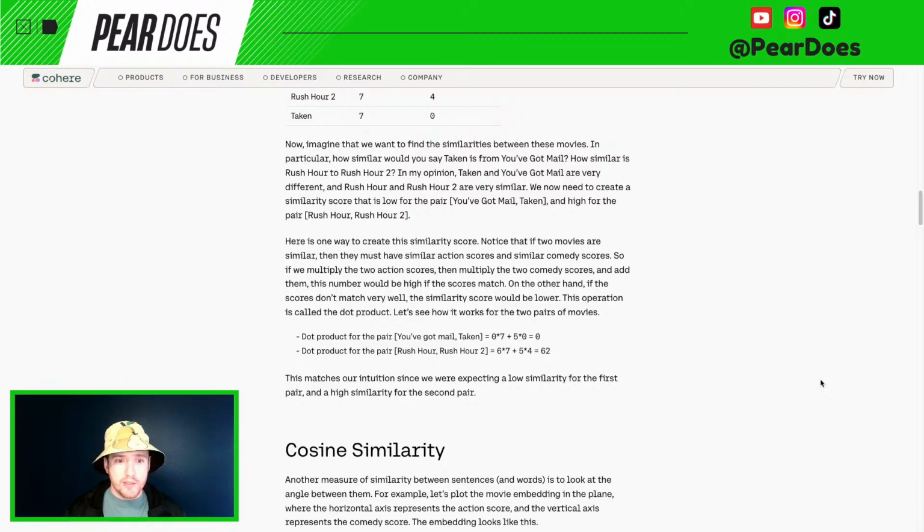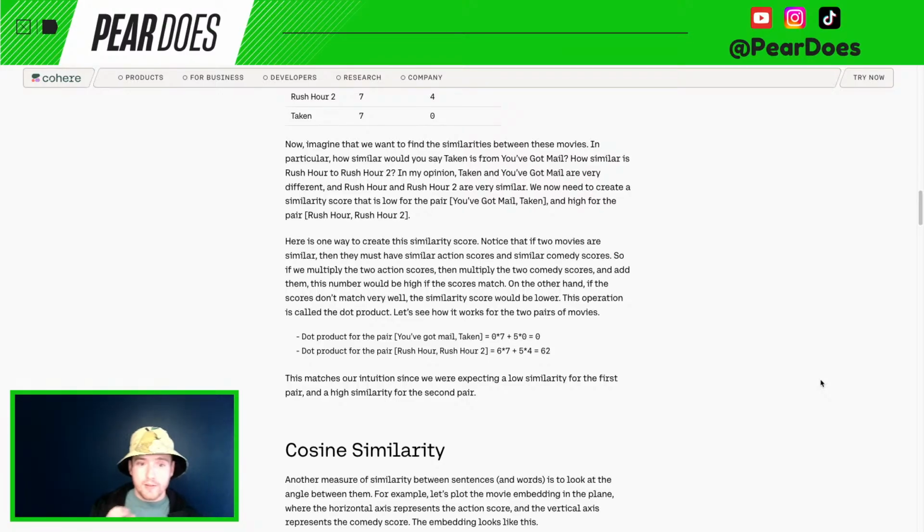Here is one way to create the similarity score. If 2 movies are similar, then they must have similar action scores and similar comedy scores, right? Action being that left column, comedy being the right. So if we multiply the 2 action scores, then multiply the 2 comedy scores, and add them, this number would be high if the scores match. On the other hand, if the scores don't match very well, right, if there's 0, 0 times anything is 0, the similarity score would be lower. This operation is called the dot product, right?